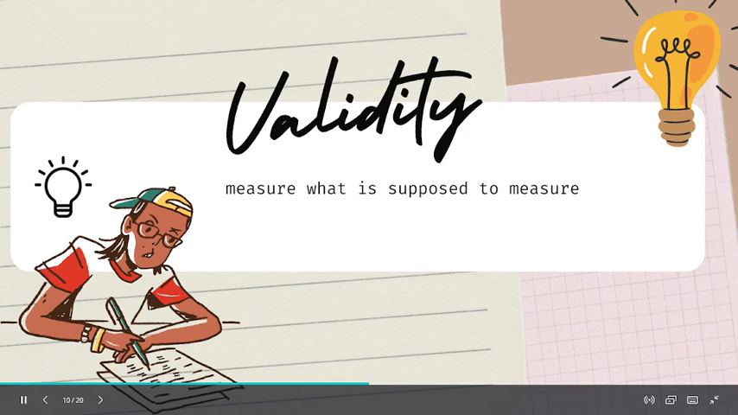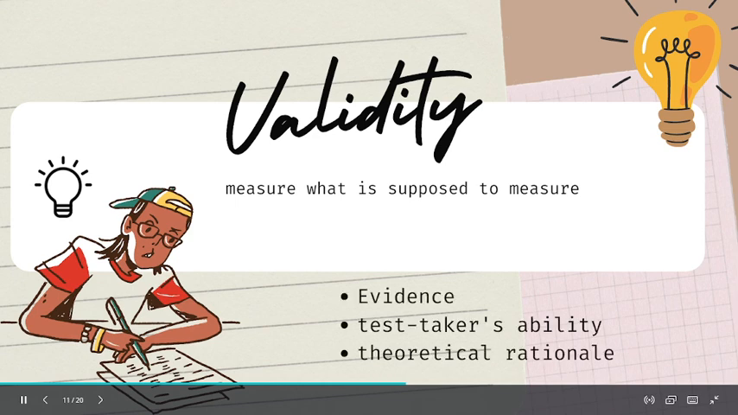Validity is the most complex criterion of an effective test. We can say that one characteristic of a valid test is that it measures what it's supposed to measure. A valid test relies on empirical evidence and offers useful, meaningful information about the test taker's ability. It is supported by theoretical, rational, or argument. Brown proposes 5 ways to establish validity.